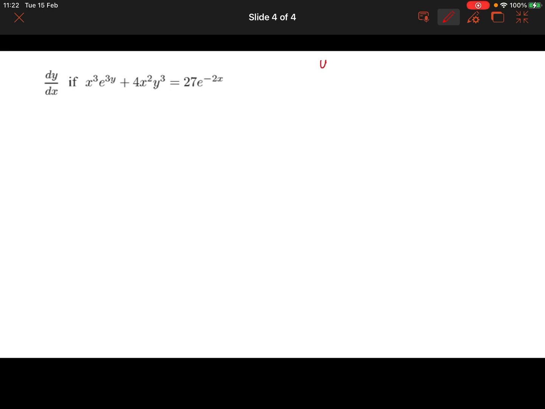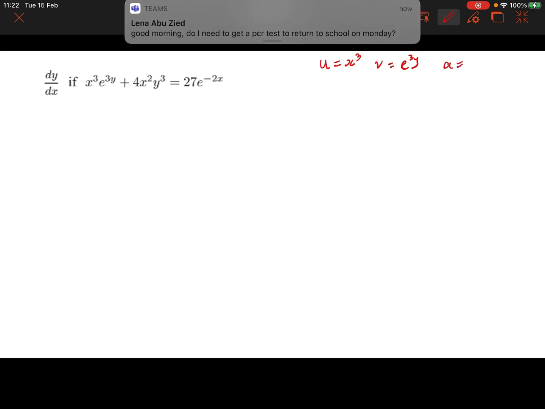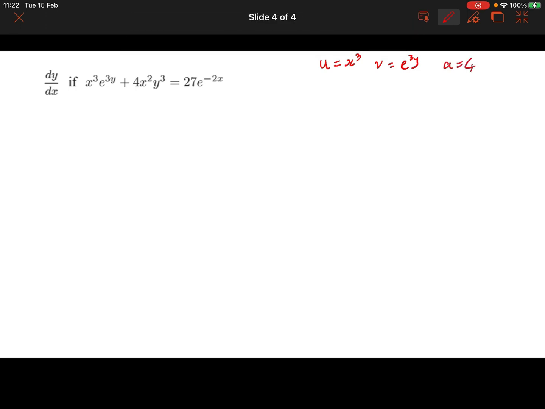Okay, what I'm going to do is I'm going to let u equal x cubed. I'm going to let v equal e to the 3y. I'm going to let a equal 4x squared, and I'm going to let b equal y cubed. Okay, because I'm going to have to use the product rule on those parts.